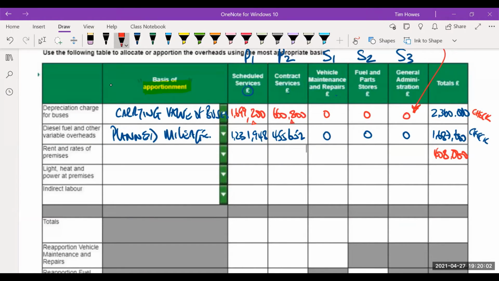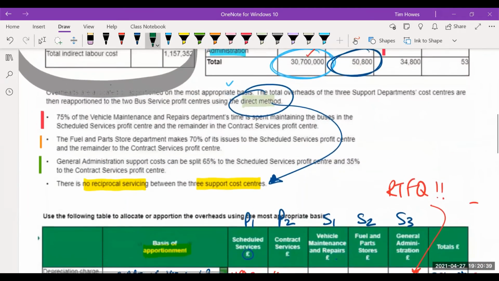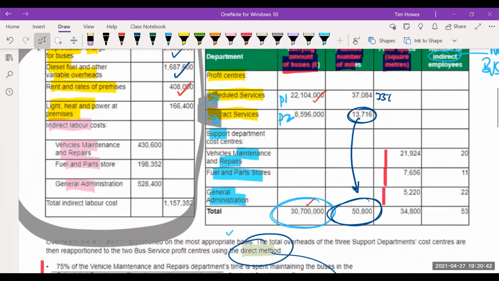How do you reckon rent and rates? I think it's fairly obvious, isn't it, how we would get that out there? Floor space. Okay, I'm liking that. So definitely floor space. Everyone's on the floor space thing. Great. So we click the drop down menu and we select the floor space. Now, I hope it's clear that nothing's going to be going into P1 and P2 in respect of that because they're buses and services. But of course, what we know is the maintenance and the fuel and parts store and the general admin department, all of those things at the end of the day take up some floor space in it.